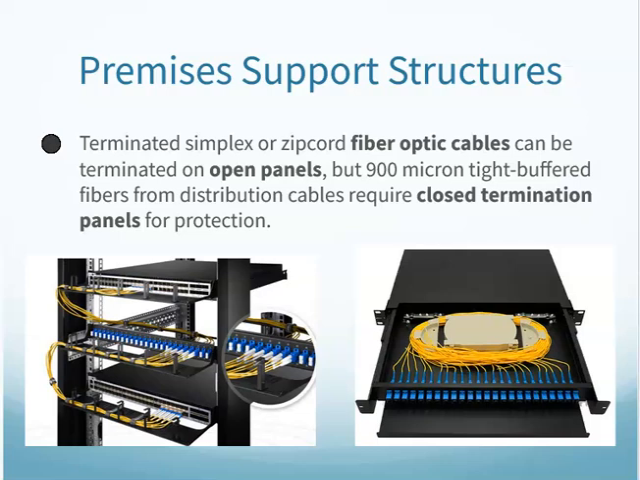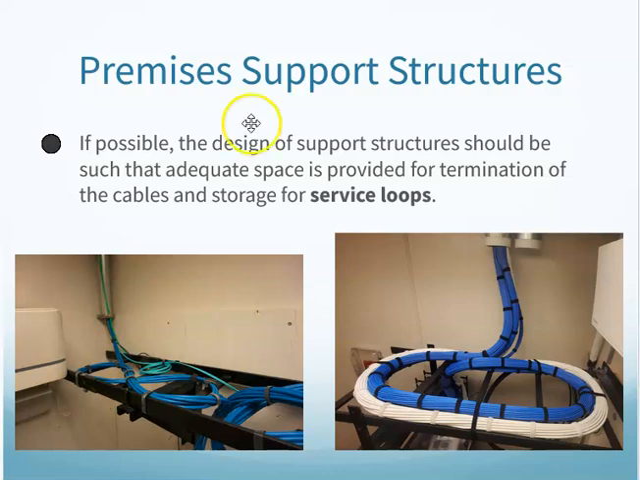We also need to worry about fiber optic connections. They talk about certain types of fiber. Some of our fiber can be in an open panel, but some, like the 900 micron tight buffered fibers, the kind we are going to end up using later this semester, need to actually be in some kind of support or closed termination patch panel. This whole thing slides into the rack and is covered and supported. So depending on the terminations, I might need to worry about a different type of patch panel.